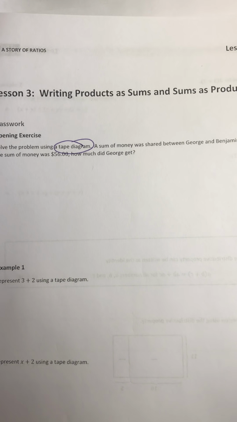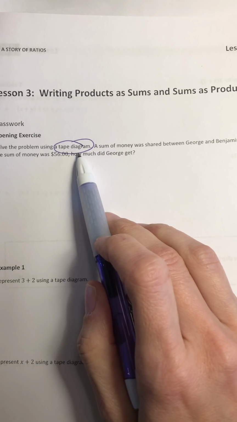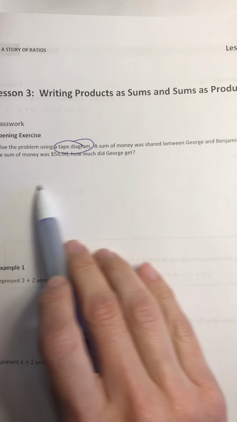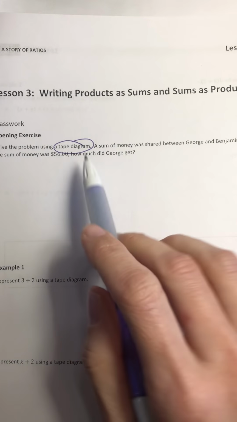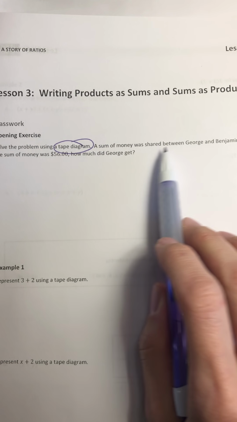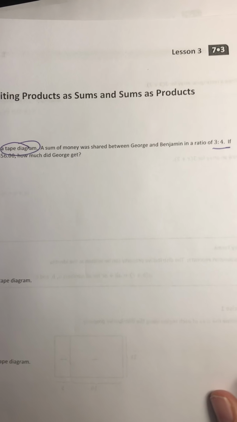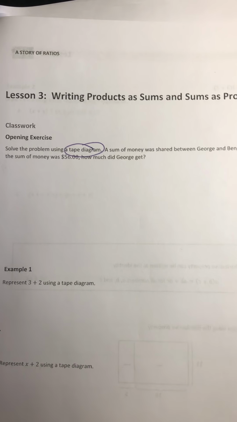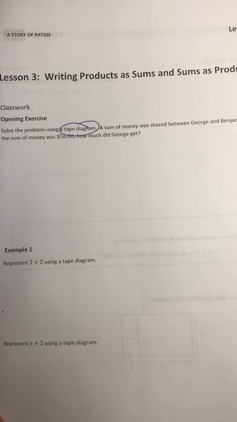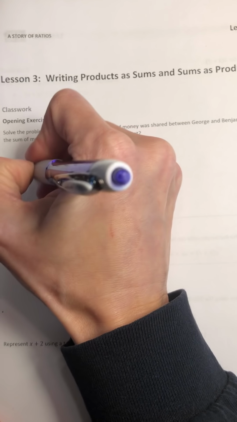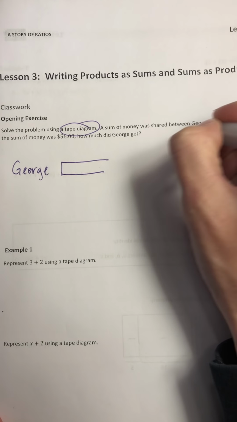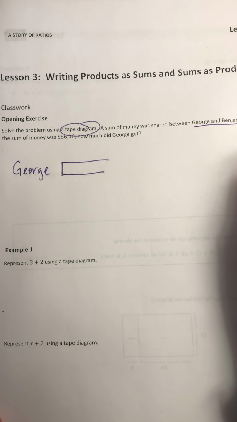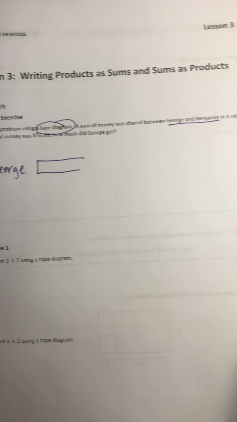There's some vocabulary here. Diagram meaning a picture, a tape diagram kind of looks like a long piece of tape. A sum of money was shared between George and Benjamin at a ratio of 3 to 4. If the sum of money was $56, how much did George get? So let's do a tape diagram here. Here's George. It says 3 to 4. George and Benjamin. So George goes first, Benjamin goes second.